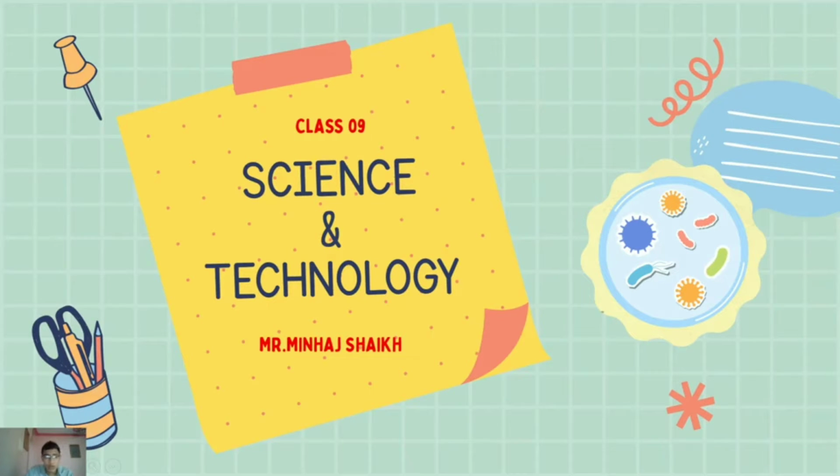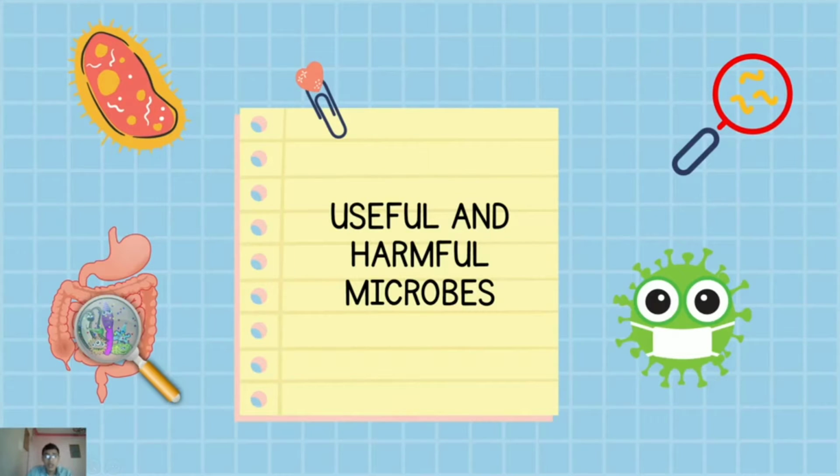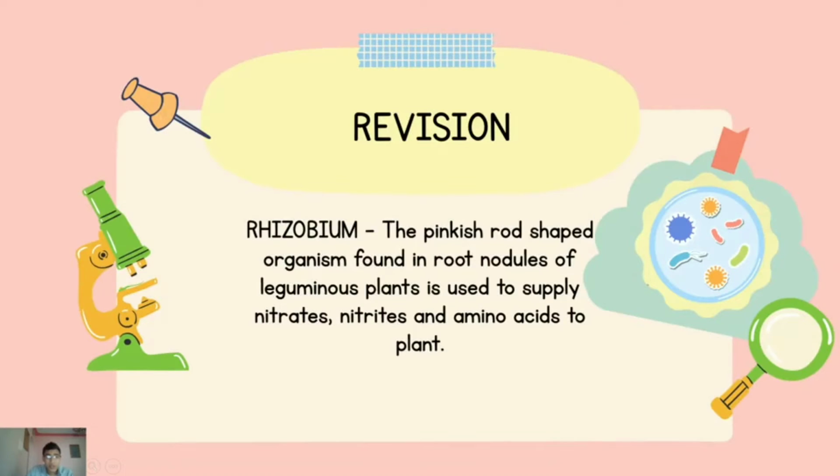Now in this lecture we are going to see another useful microorganism that we are studying in this chapter number 8, useful and harmful microbes. In our previous lecture we have studied one of the useful microorganisms, that was rhizobium. So we know that this particular bacteria is a pinkish rod shaped organism which is found in root nodules of leguminous plants, and it is used to supply nitrates, nitrites, and amino acids to the plant. So this useful microorganism, rhizobium, is very much helpful for the good growth of plants.